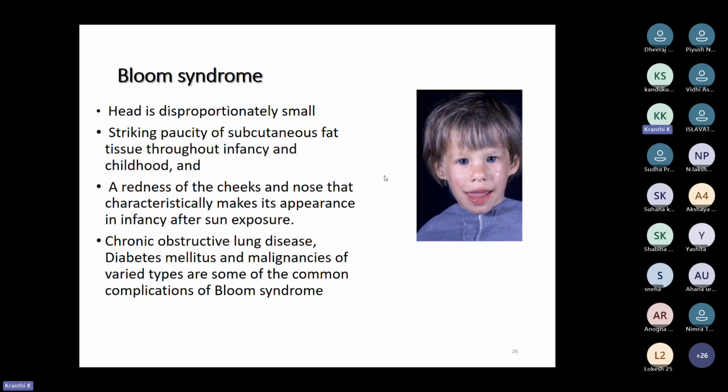Then the second one is Bloom syndrome. What is Bloom syndrome here? Disproportionately small people. Striking paucity of subcutaneous fat tissue throughout infancy and childhood. A redness of the cheeks and nose that characteristically makes its appearance in infancy after sun exposure. Chronic obstructive lung disease, diabetes mellitus, and malignancy of varied types are common complications of Bloom syndrome.